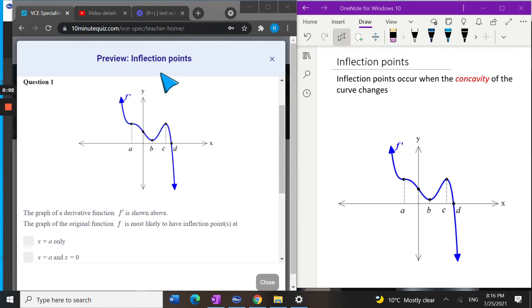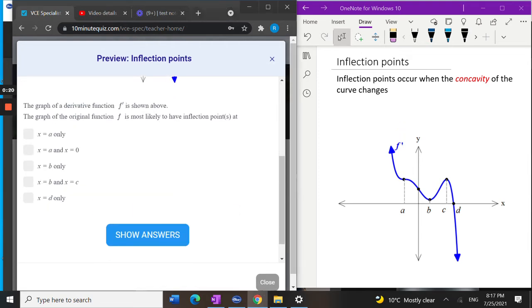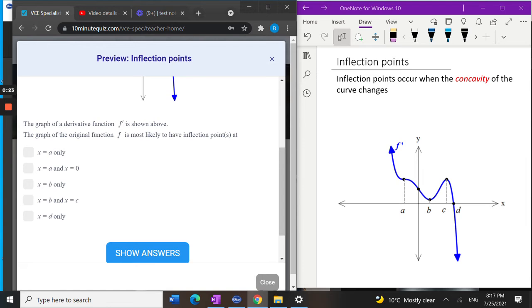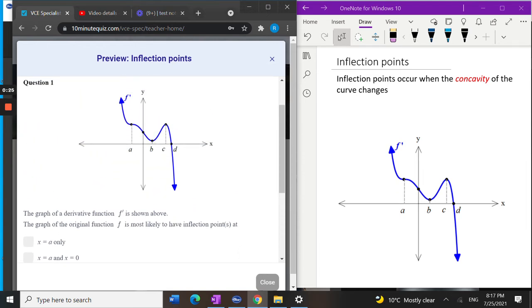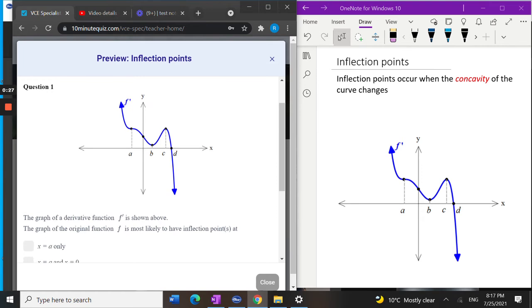We have here a multiple choice question about inflection points. The question says, the graph of a derivative function f dash is shown above. The graph of the original function is most likely to have inflection points at x equals a and x equals 0, x equals b and c, or x equals d only. So the question basically is, where would the inflection points of this function be? But keeping in mind that the graph shown here is the derivative function, f dash.